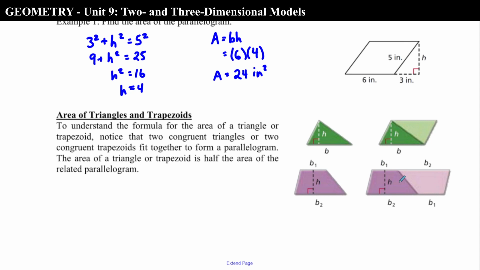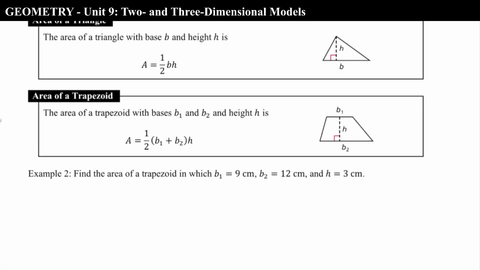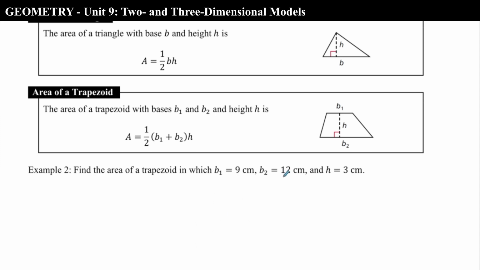Well, we know that the area of a parallelogram is the base times the height. But since we only need half of this parallelogram, we're going to take half of it. And so that gives us the formula for a triangle of 1/2 base times height. Now, for a trapezoid, you're going to add the bases together and then take half of it and multiply it by the height. So, example 2 here, we want to find the area of a trapezoid with these two bases and this height. So, area equals 1/2 base 1 plus base 2 times the height.